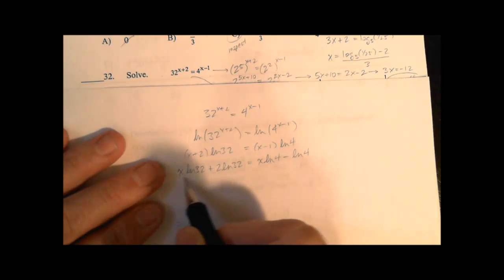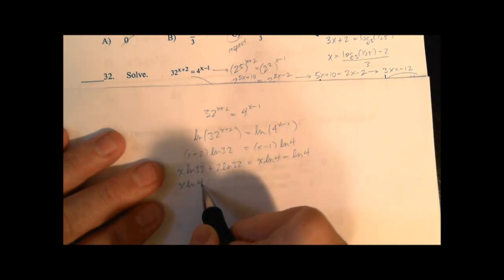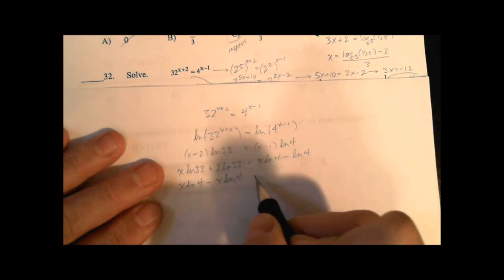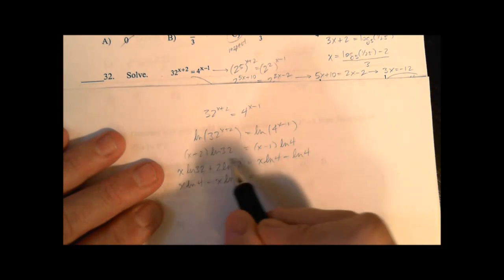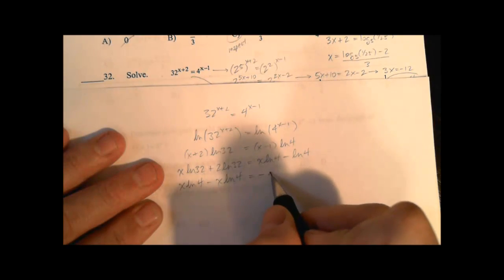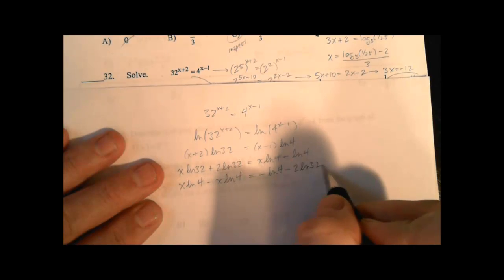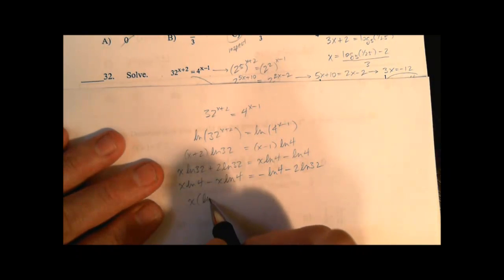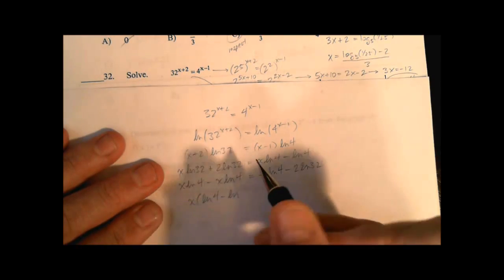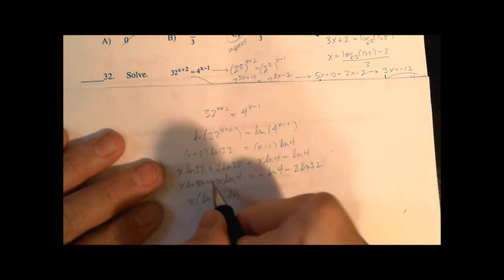The terms involving an x need to be together, so I can subtract x ln 4 from both sides. And the terms that don't involve an x can go to the other side, so minus ln 4 minus 2 ln 32. And to combine these terms, we can factor out what makes them like. That was an ln 32 there. That would help to transcribe your things correctly.